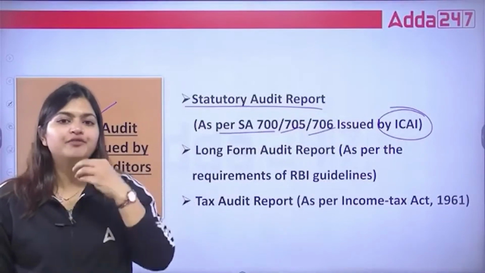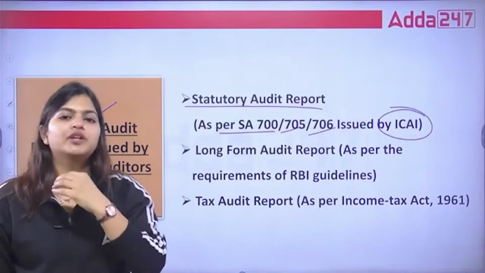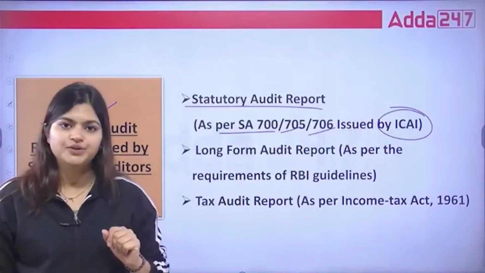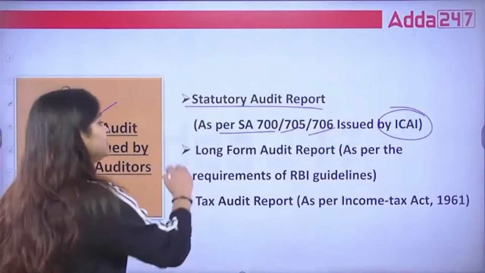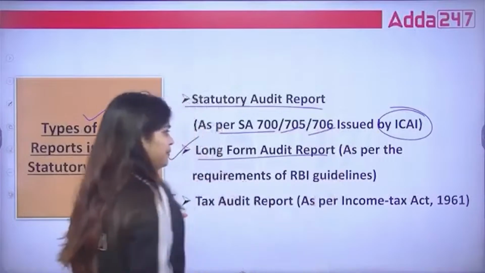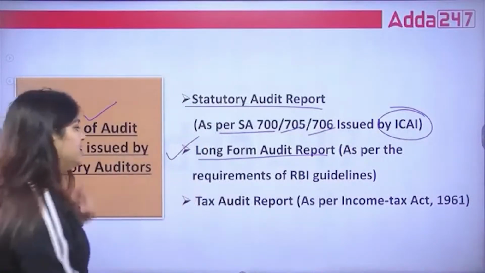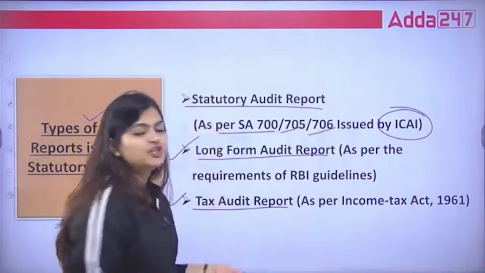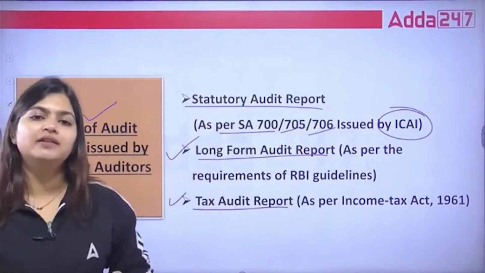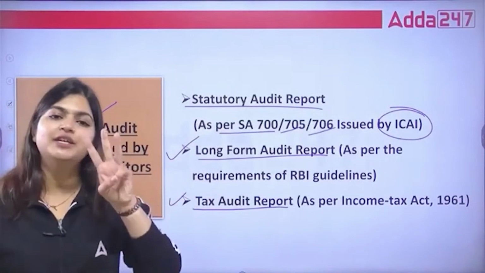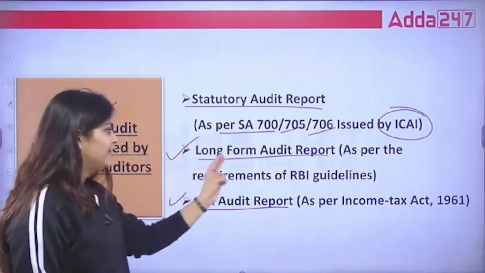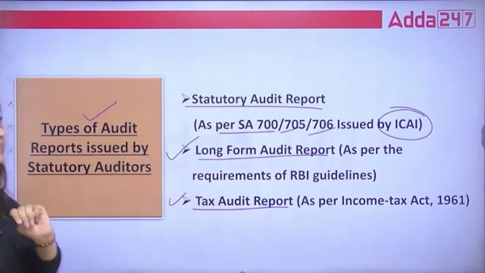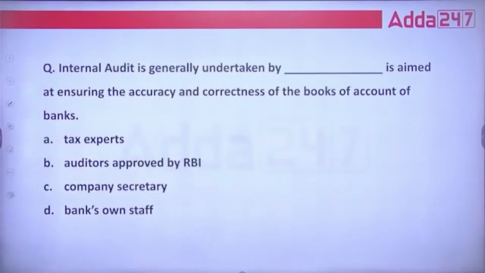Because as an auditor, we also have some responsibilities. We also need to comply with some rules and regulations, to make things accurate. So this is the first report. Then next, long form audit report, LFAR. Then last one is your tax audit report, which we need to submit under the Income Tax Act 1961. So these are the major three audit reports: stat audit report, LFAR, then tax audit report. So let's start and solve a few questions based on this.